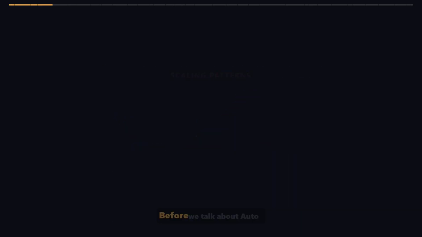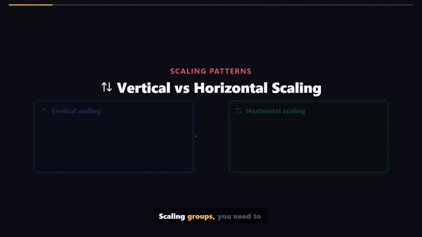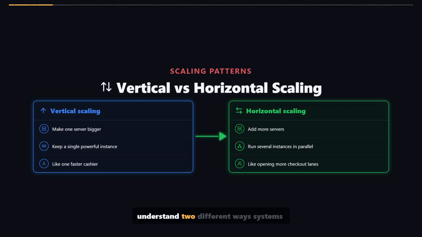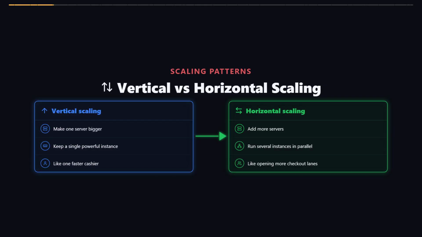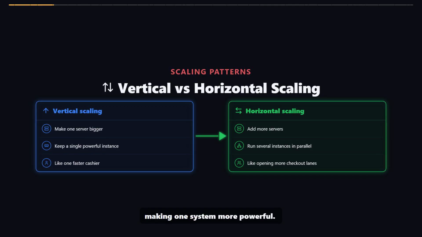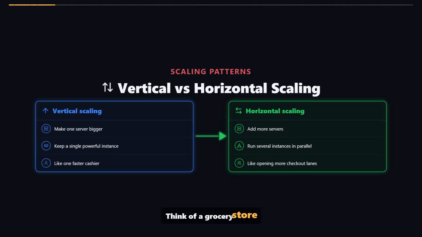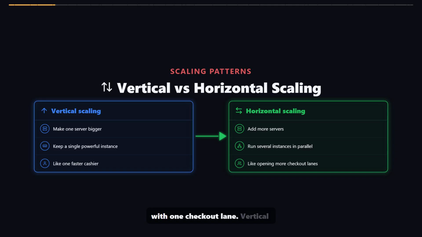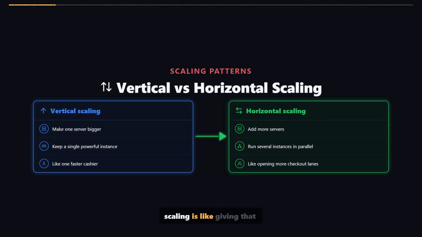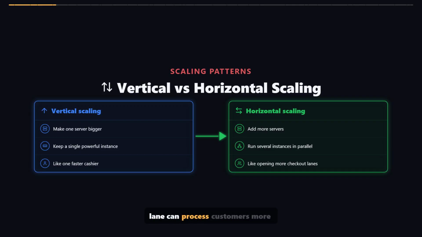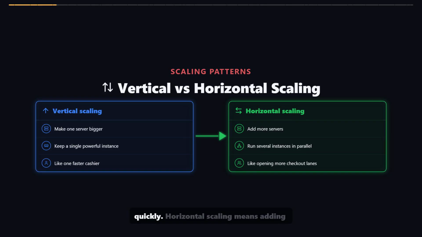Before we talk about autoscaling groups, you need to understand two different ways systems can scale. Vertical scaling means making one system more powerful, more CPU, more memory, more capacity inside the same machine. Think of a grocery store with one checkout lane. Vertical scaling is like giving that cashier faster equipment, so one lane can process customers more quickly.